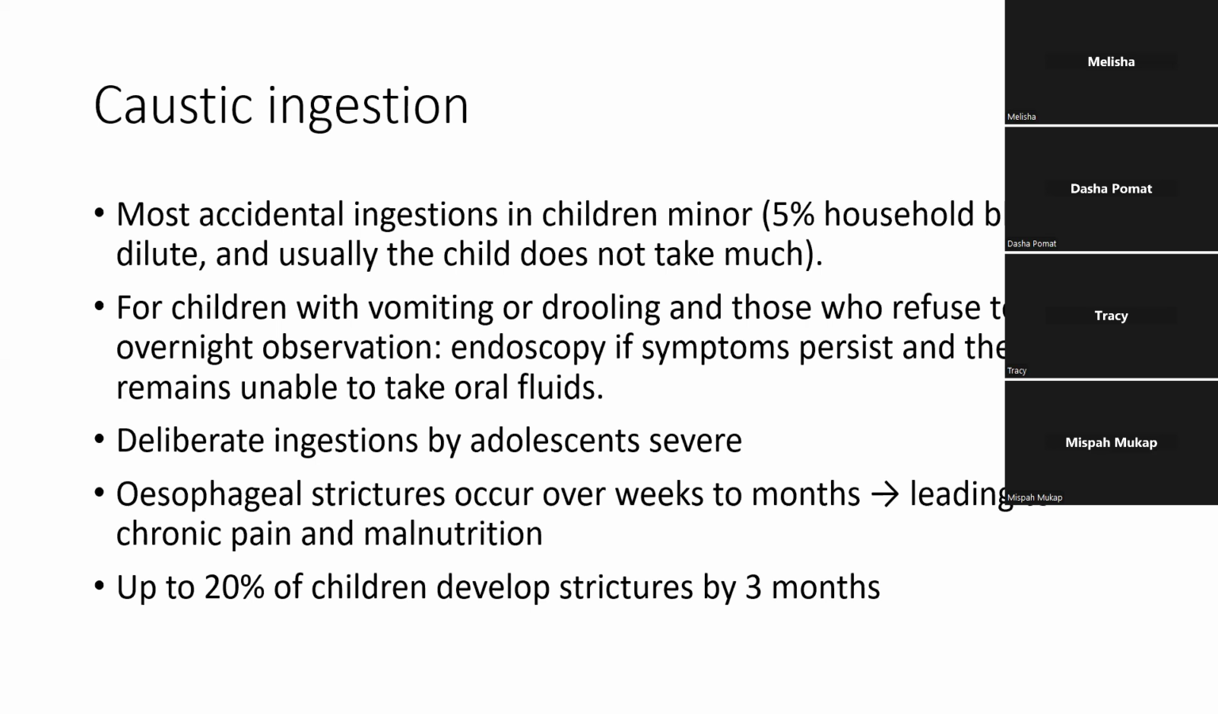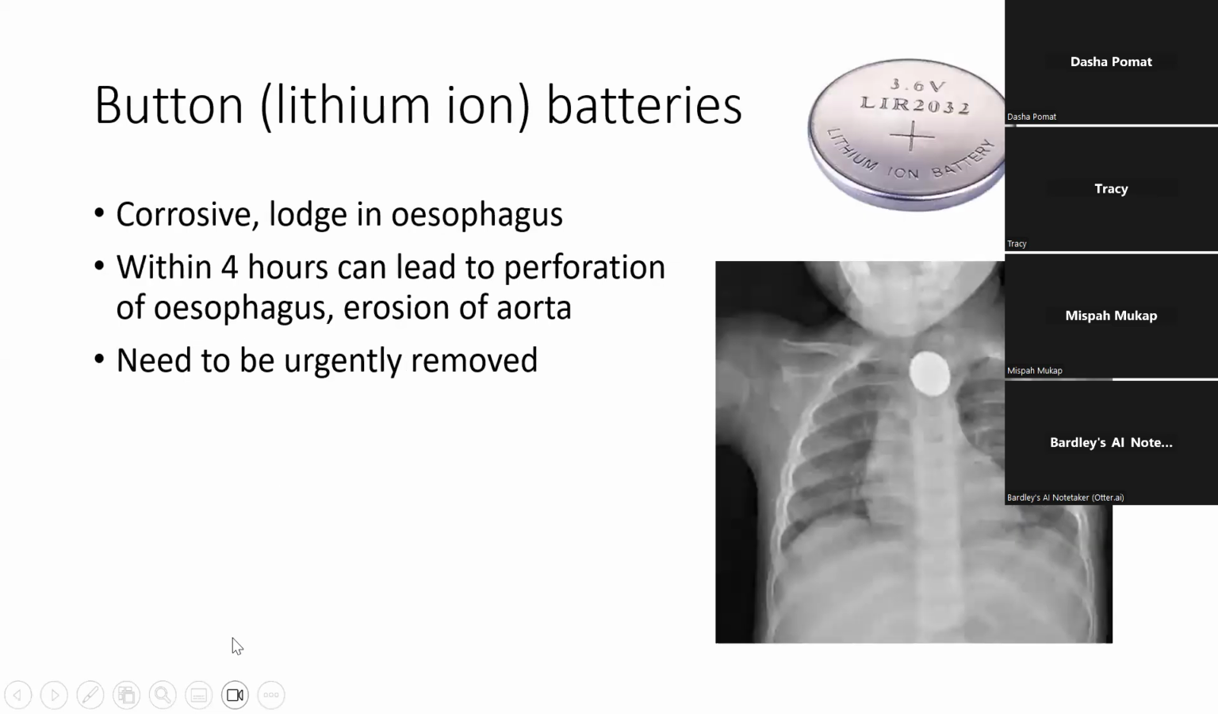Most children don't have severe strictures. They may not even have esophageal burns, but in several studies, about 20% of children who had severe ingestions develop strictures of their esophagus by about 3 months. It can be very disabling, as I say, because of the chronic pain and malnutrition. The key message is that most household bleaches don't cause severe toxicity, but when they're taken in large amounts or by young children, they can.